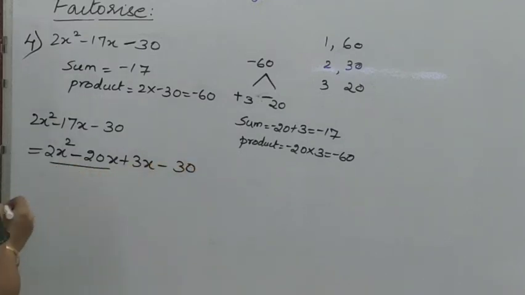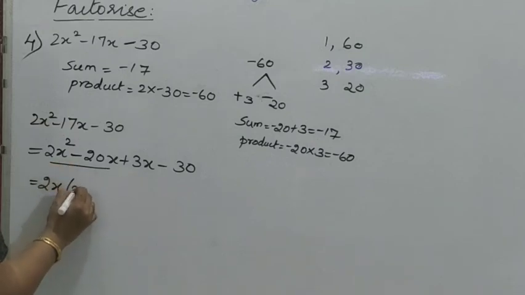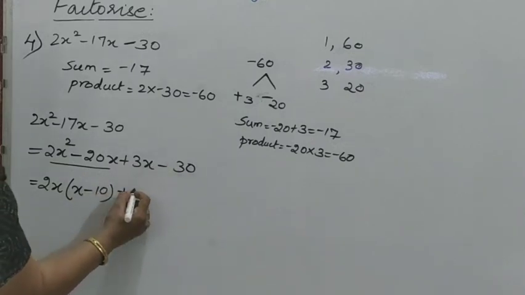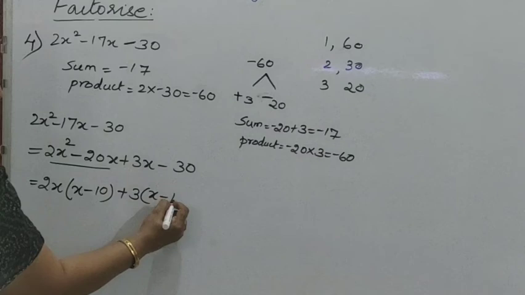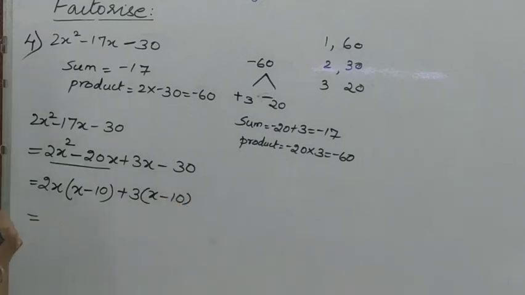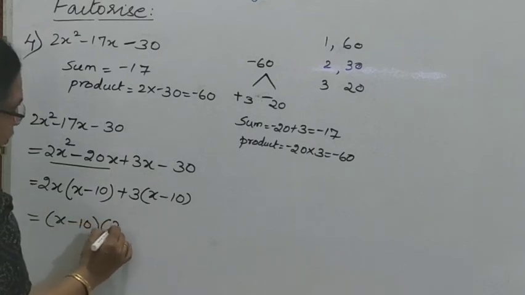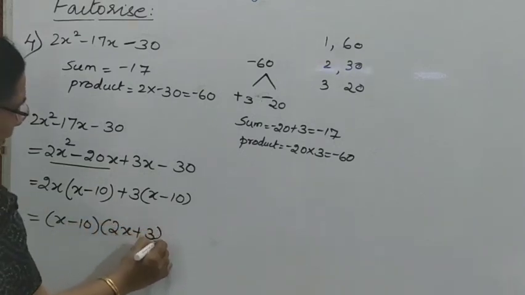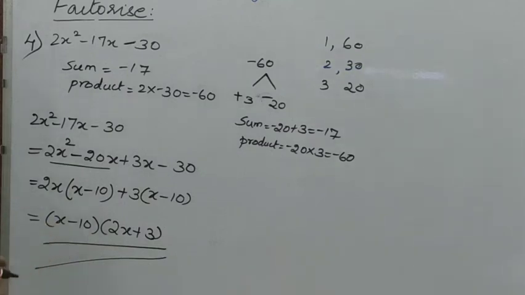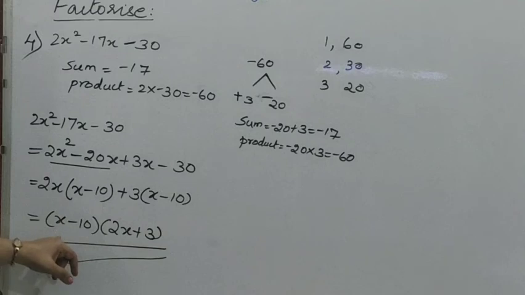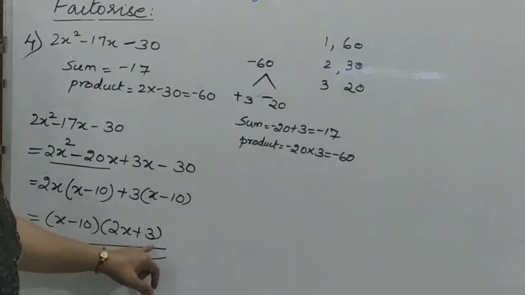Now what is the common term here? 2x is the common term. So what is the remaining? X only, and 2 we have taken, so x minus 10. Plus 3 and 30, 3 we can take out, the remaining term is x minus 10. Among these, what is the common term? X minus 10. So x minus 10 into 2x plus 3. So this is the answer. This is the last question. 2x square minus 17x minus 30 is equal to x minus 10 into 2x plus 3.